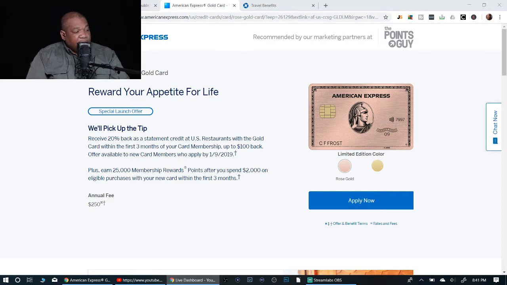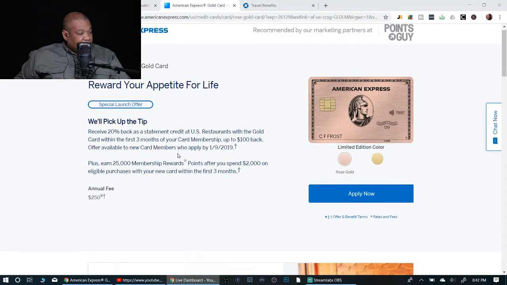Now, you receive the 20% back, like a statement credit, at U.S. restaurants. So that's good. And that's within the first 3 months, and that's up to $100 back that you'll get. And it says members who apply by January 9th. So we're coming up on that January 9th time. So if you are going to get the card, you want to get it relatively soon, because you only have like a week and a half.